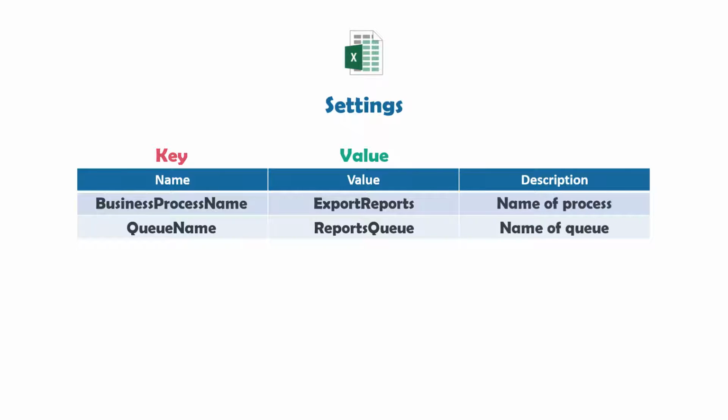The third column, description, provides detailed information on each setting. But we don't use it in the process. Its role is to keep the developer informed what each line in the config file contains. That's all about the settings sheet.